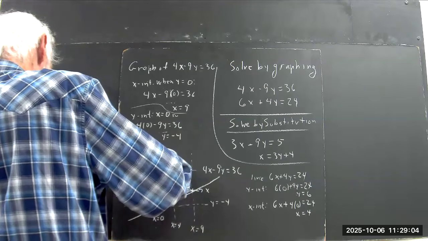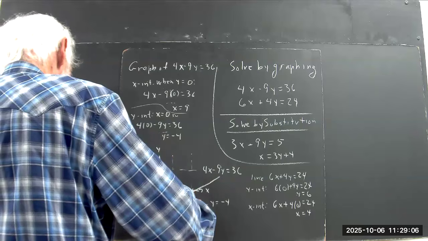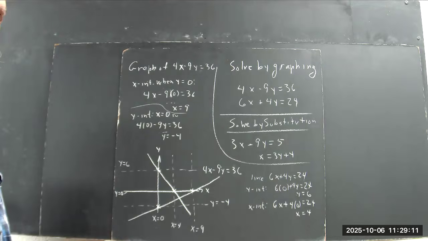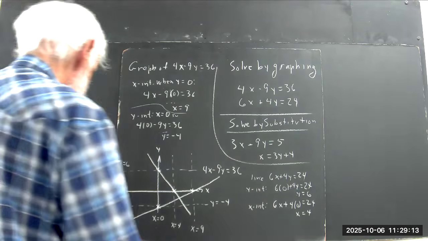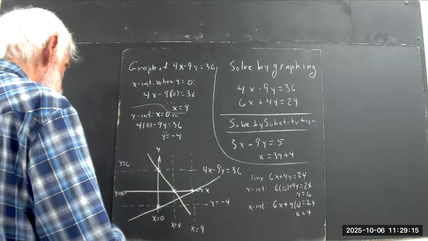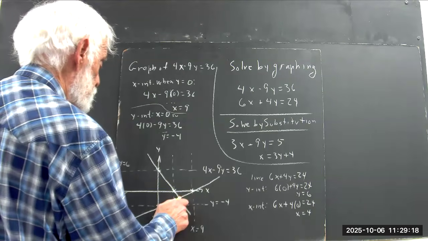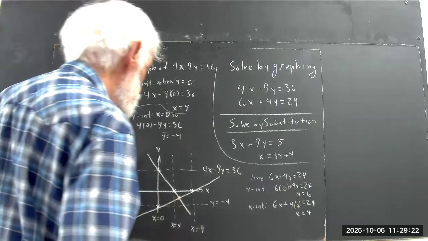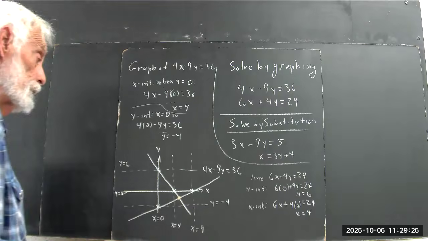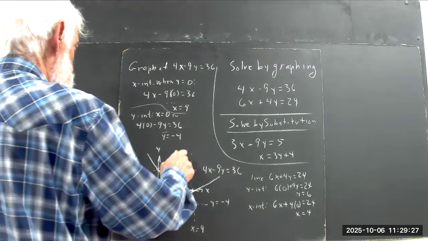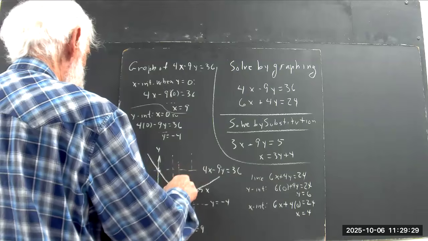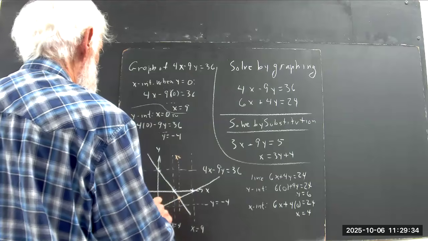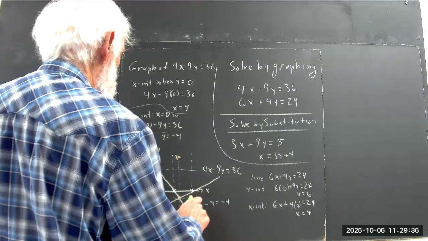And now I can sketch a straight line through these points. Make sense? Hopefully it does. Okay. Then we mark the intersection point. And we estimate the coordinates of the intersection point. So we do a little projection line here, and a little projection line here.